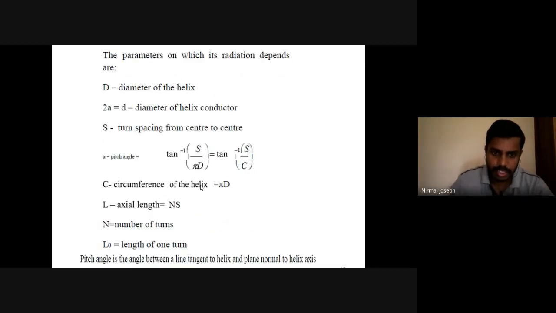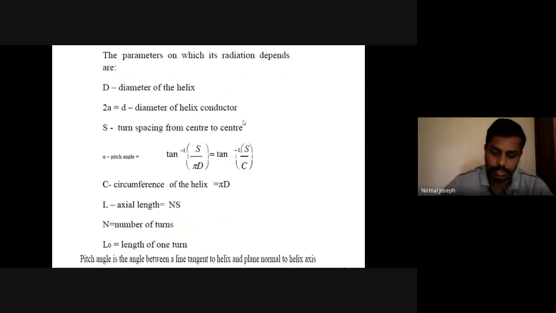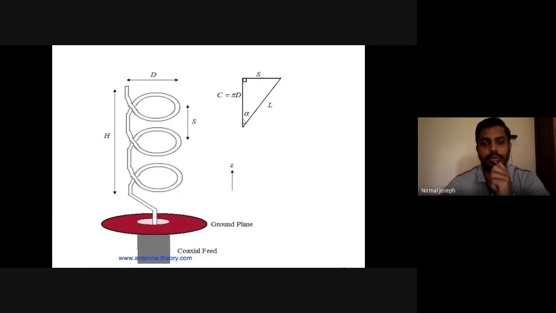Then a line tangent to the helix, that is the next point. This can be the line tangent to the helix, or this can also be a line tangent to the helix. Here you see alpha is shown. Here alpha is this angle. The plane perpendicular to the helical axis has been taken as the one which is projecting outside of the screen. That is the plane chosen which is perpendicular to the axis.